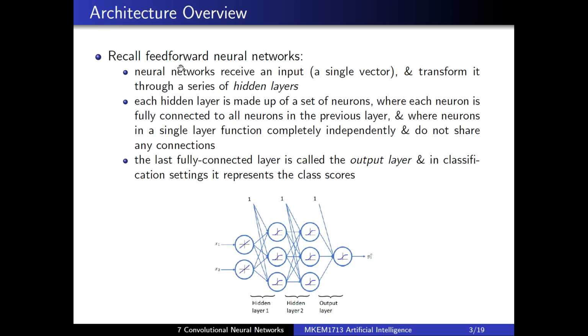So recall, a feed-forward neural network receives an input, a single vector, and transforms it through a series of hidden layers. This is hidden layer 1, hidden layer 2. Each hidden layer is made up of a set of neurons, where each neuron is fully connected to all neurons in the previous layer, and where neurons in a single layer function completely independently and do not share any connections, which means this neuron is not connected to any of the neurons in the same layer. The last fully connected layer is called the output layer, and in classification settings it represents the class scores. So if you have 10 possible output classes, then you would have 10 output neurons.